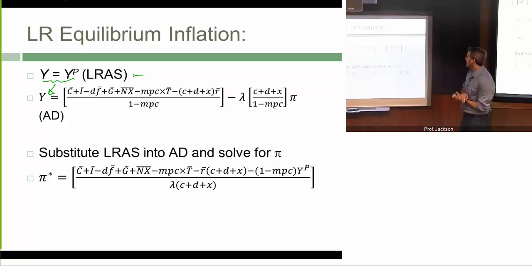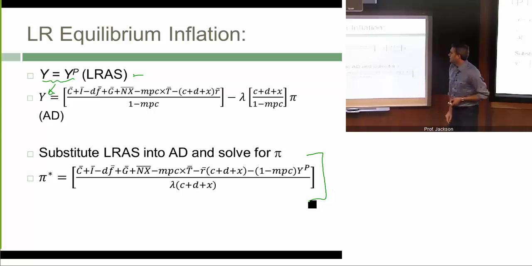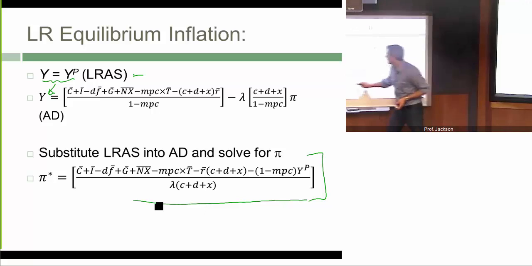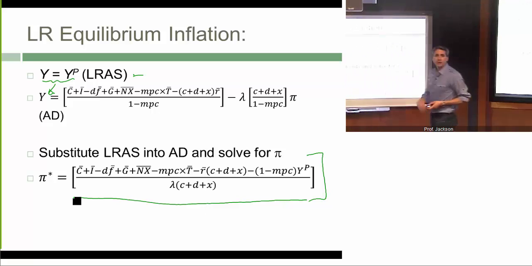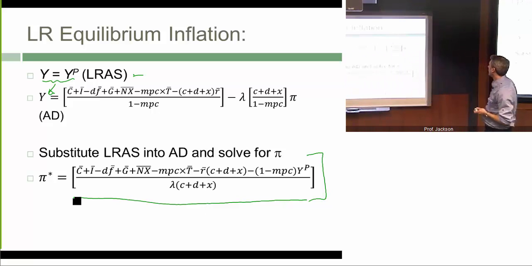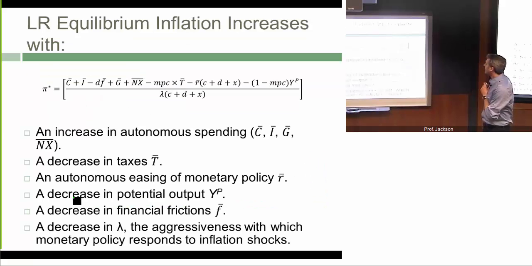And so if we do that, it's actually just a couple steps of math. You can see that this is what we get. Inflation in a long-run equilibrium is going to be dictated by this slightly less complicated expression than what we saw before. Okay, and so again, the question is, what kind of inferences can we draw from this?